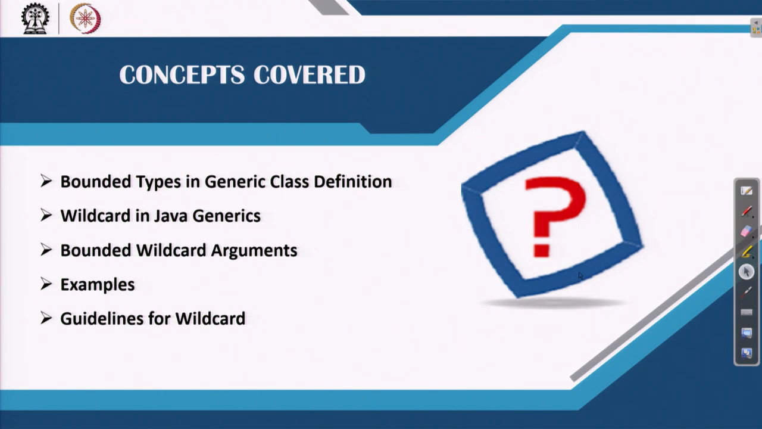So, first I will discuss, as a precautionary measure, the concept of bounded types in generic programming and how you can define a class specifying the bounded type arguments. There is an extra feature in this regard also. This is called the wildcard in Java. So, we will discuss wildcard so far as generic programming is concerned, and then there is an extension of this wildcard concept. It is called the bounded wildcard arguments. We will finally highlight its applications with some examples to understand the concept better.